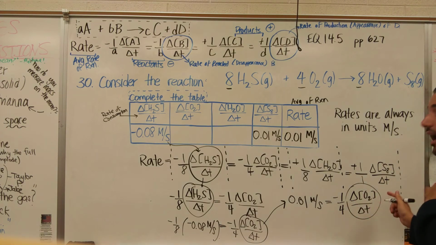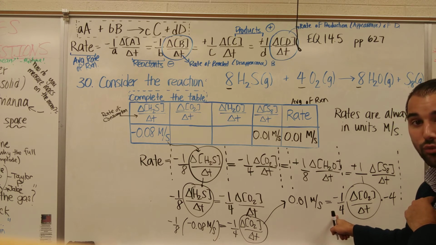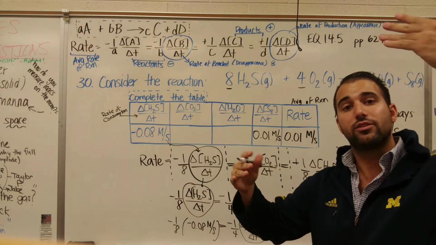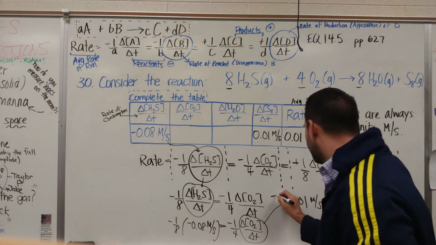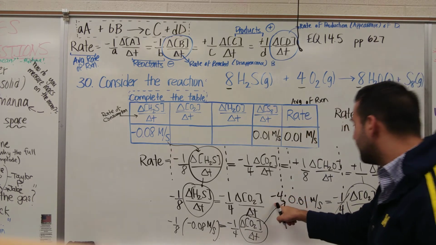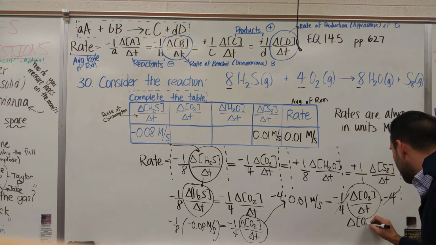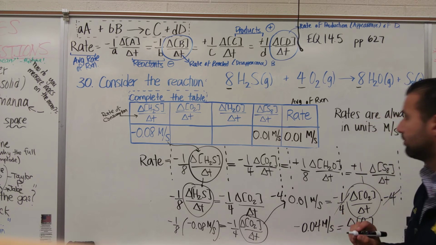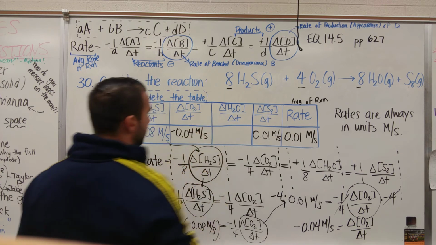If I want to solve for this, I have to multiply both sides by negative 4. Because that's how I get rid of this negative 1/4. Negative 1/4 means dividing by 4, so to isolate it, I have to multiply by 4. So I'm multiplying both sides by negative 4. And I will get negative 4 times 0.01 molar per second. And it looks like my change in the concentration of O2 over the change in T is going to be equal to negative 0.04 molar per second. And I'm going to put that here. Negative 0.04 molar per second.